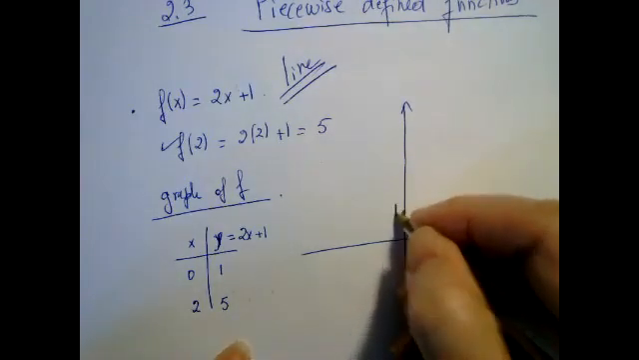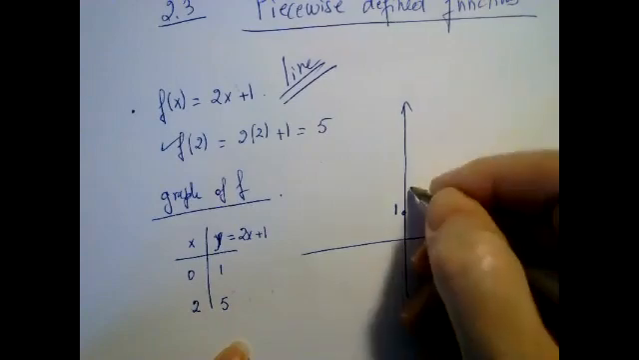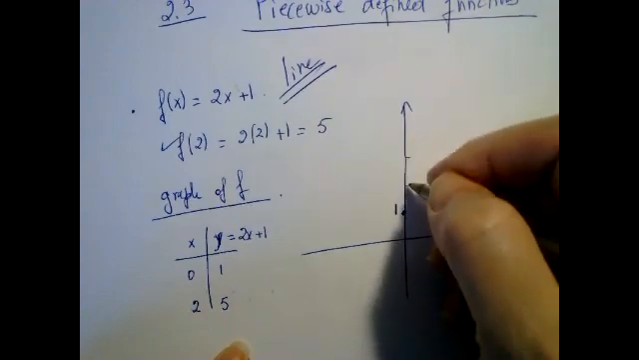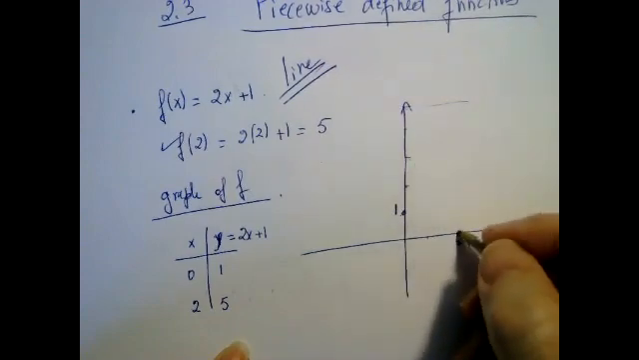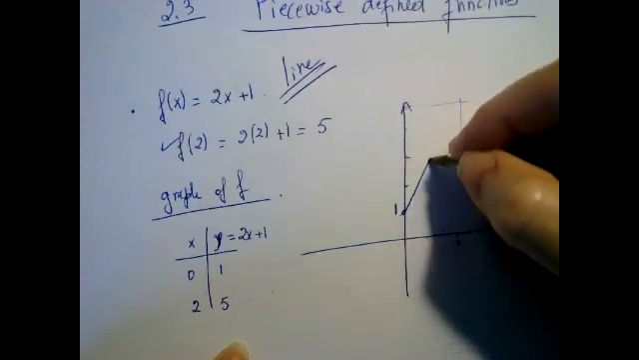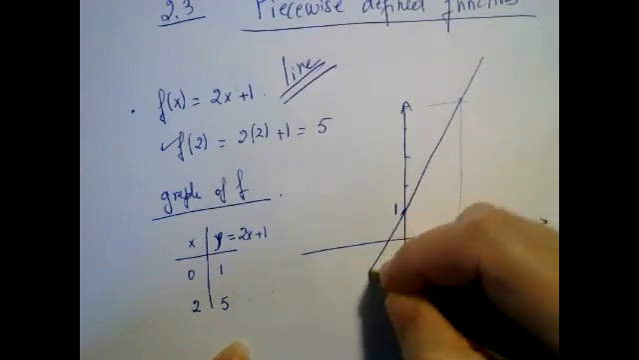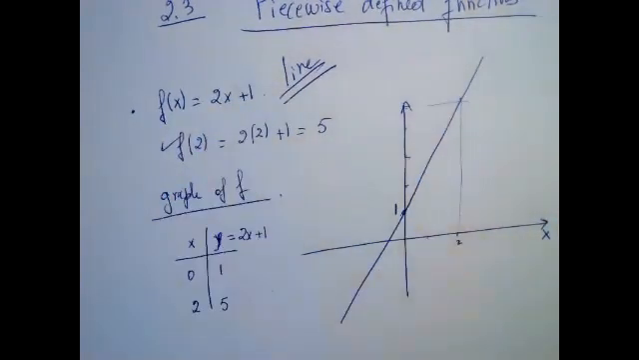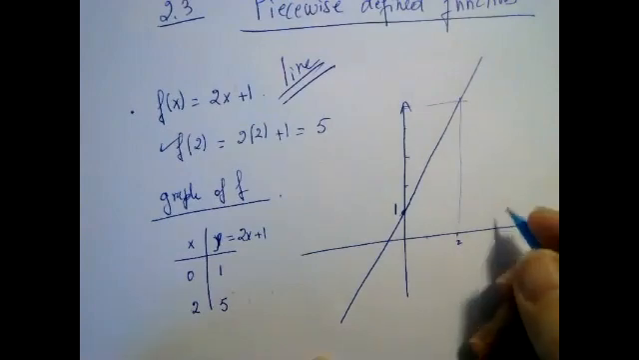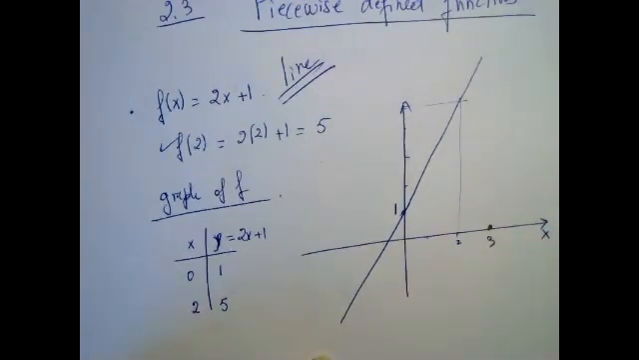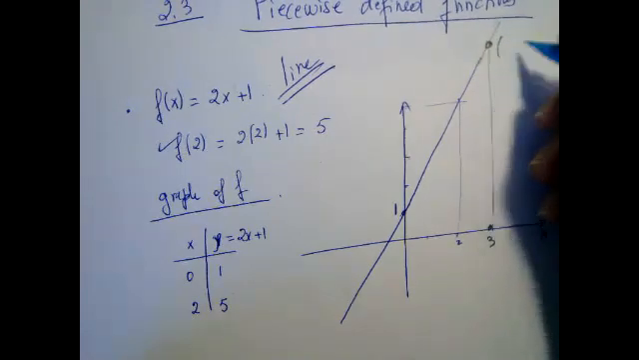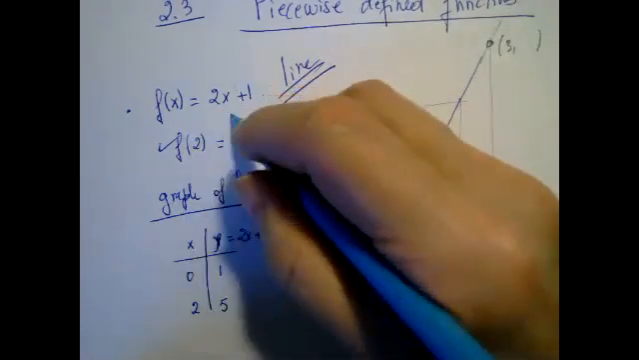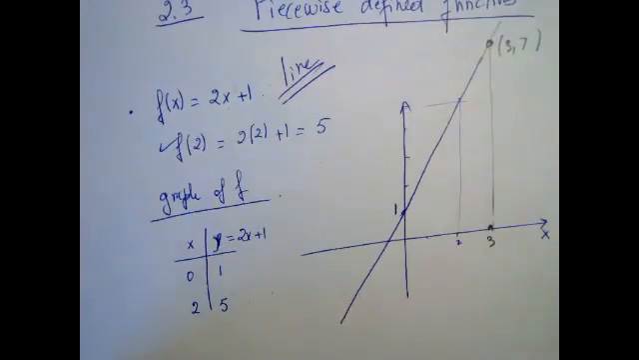At 0 it's 1, and at 2 it's 5. So 1, 2, 3, 4, 5, somewhere in here. And I connect, and I get the graph. Okay, so that's the graph of this function. Now if I want the point at 3 on this line, I know what it is: 2 times 3 is 6, plus 1, it's 7. So that's a simple function.